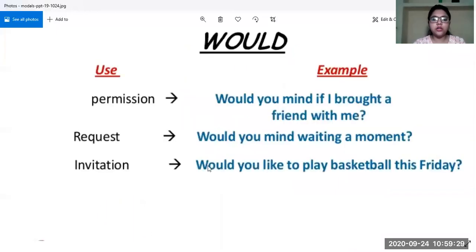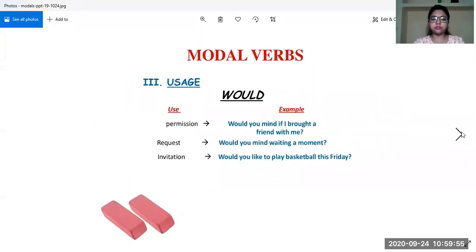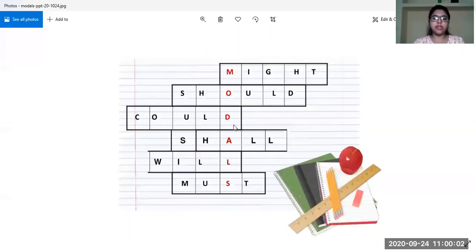Would is used for the most polite request. It is known for making requests in the most polite manner. And then it is used for permission also and invitation also. You can have a look at the examples. Would you mind if I brought a friend with me? This is the permission. Then, would you mind waiting a moment? It's a request. Then invitation, would you like to play basketball this Friday? This is an invitation. So we have done all kinds of modal auxiliaries.